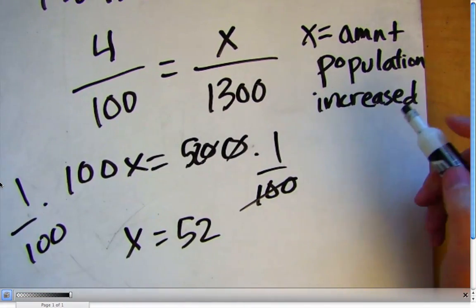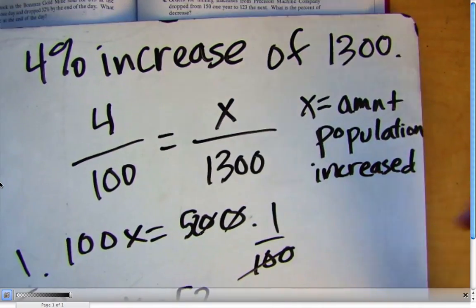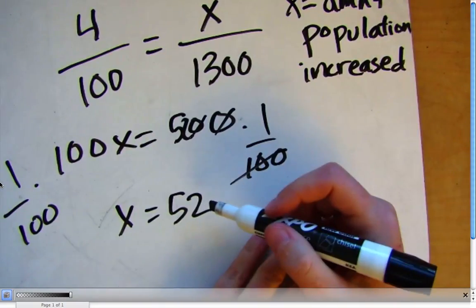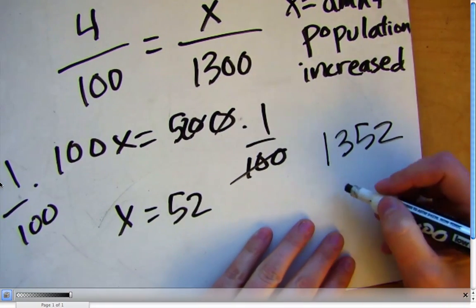So 52 people is how much it increased by, but that's not what it's asking. It's asking what is the new population. So if we were at 1,300 and it increases by 52 people, our new population would be 1,352 people.